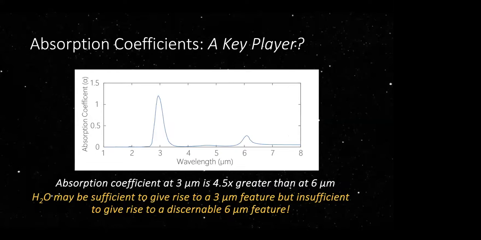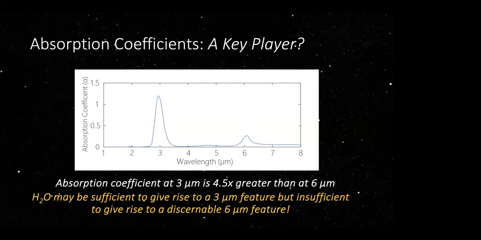Okay. So why is this the case? Ultimately, I wish I had a really nice, fancy answer for all of you, but I think something that deserves attention and could be a key player in all of this is thinking about the absorption coefficients. So the absorption coefficient for bulk liquid water at 3 microns is about 4.5 times greater than the absorption coefficient of water at 6 microns.